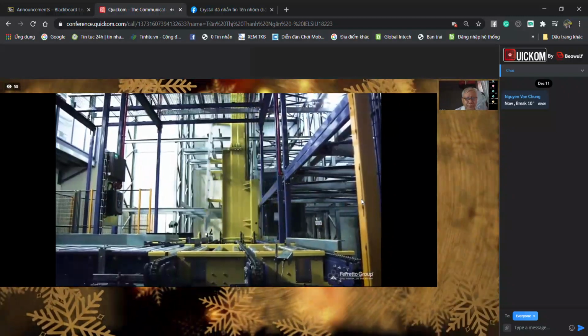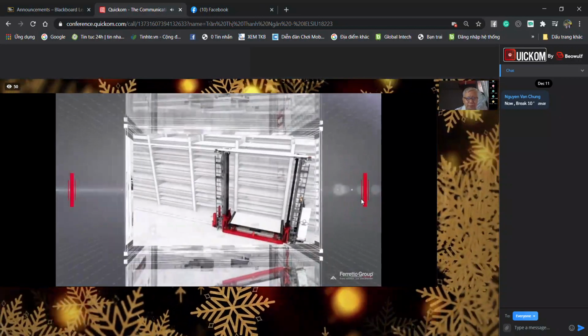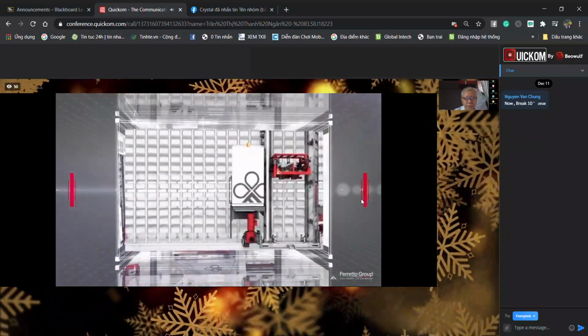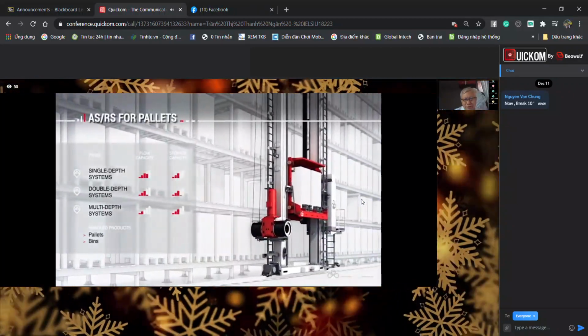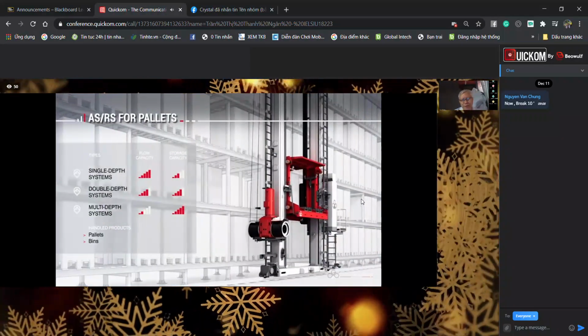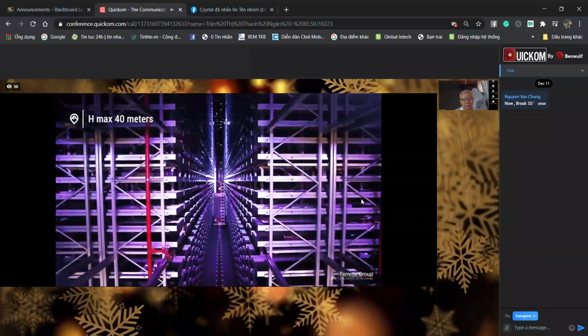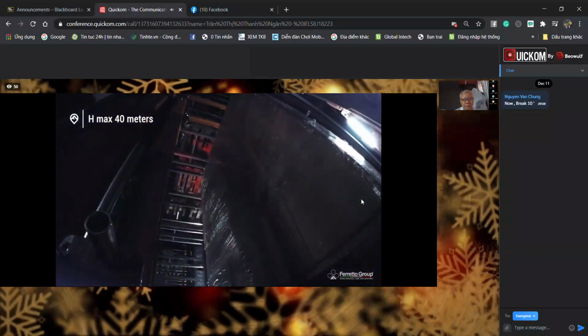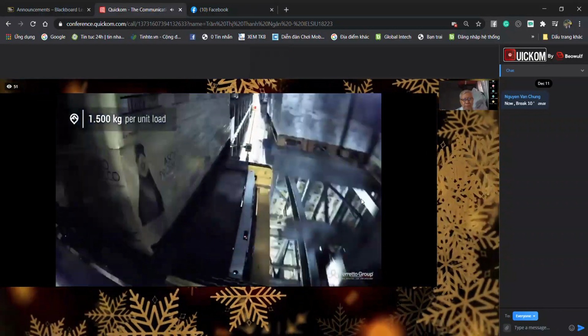Pareto Group solutions provide a high added value for all storage, handling and filing requirements and apply to all product sectors. Pallet stacker cranes allow pallets to be stored on a single or double depth racking using telescopic forks and on multi-depth racking using shuttle systems. They are guided by supervision software and can reach up to 40 meters in height, handling loads of up to 1,500 kilograms.